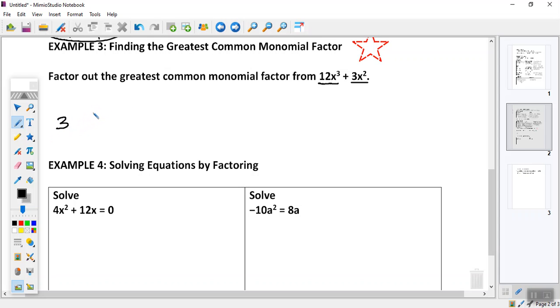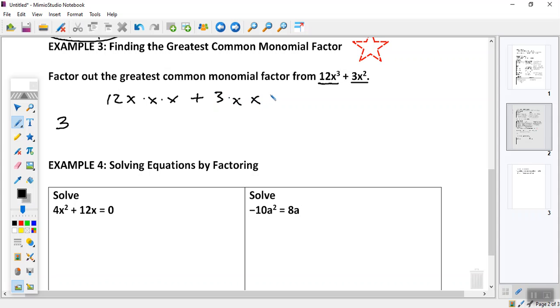How many times will 3 go into this? Now, take a look here, kids. How many x's are really behind this 12? 3, right? How many x's are behind this 3? Okay, so think of it this way. This 12 is like 12x to the third, 12 times x times x times x, right? And 3x squared is like plus 3 times x.